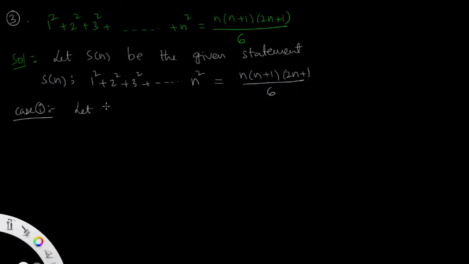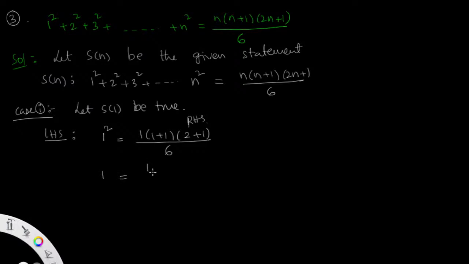Basic step is, let S of 1 be true. Whether it is correct or not, you have to check, by using LHS and then RHS. In terms of n, LHS we can write as 1, 1 means 1 square. For RHS, substitute, put n equal to 1: 1 into 1 plus 1 into 2 into 1 plus 1 divided by 6. 1 square is nothing but 1. Here 1 into 2 into 3 by 6. 2 twos are 2, 3 sixes are 6. Therefore 1 equal to 1. Therefore LHS equal to RHS. Now we can say that S of 1 is true for the given statement.